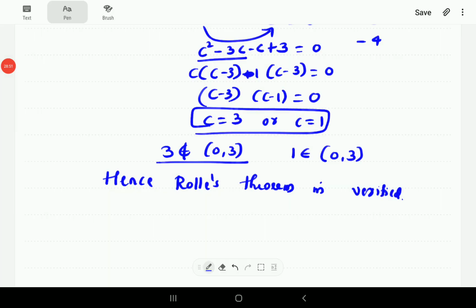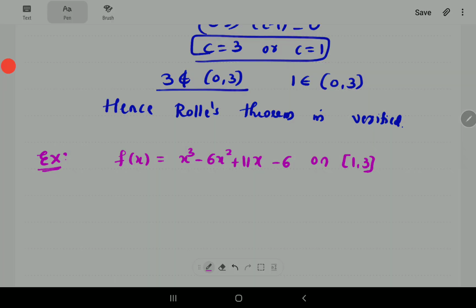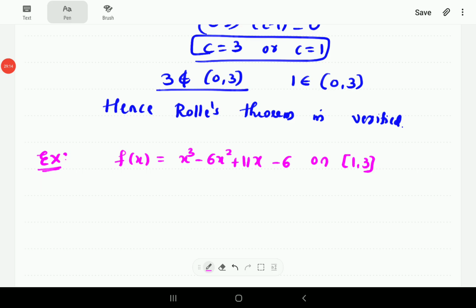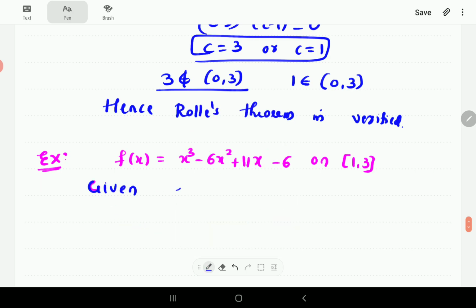Okay. Now let's start with another example. One more example let me take, where we'll verify Rolle's theorem. Given function is f of x equal to x cube minus 6x square plus 11x minus 6 on the closed interval 1 comma 3. Now the given function, if you see, is a polynomial function, so continuity and derivability exist. So you can write here: given f of x is a polynomial.